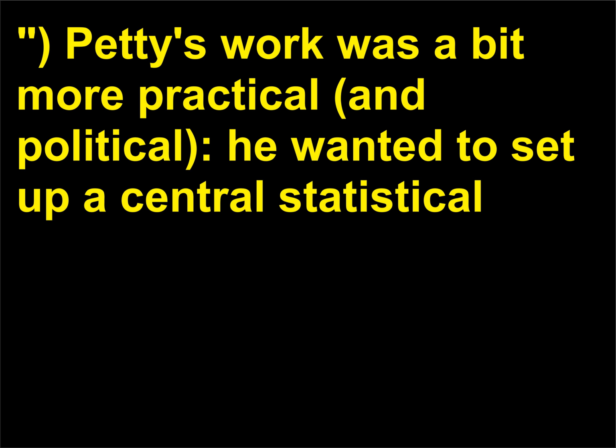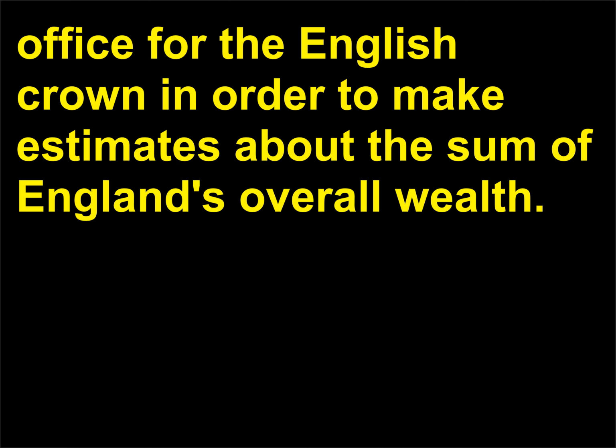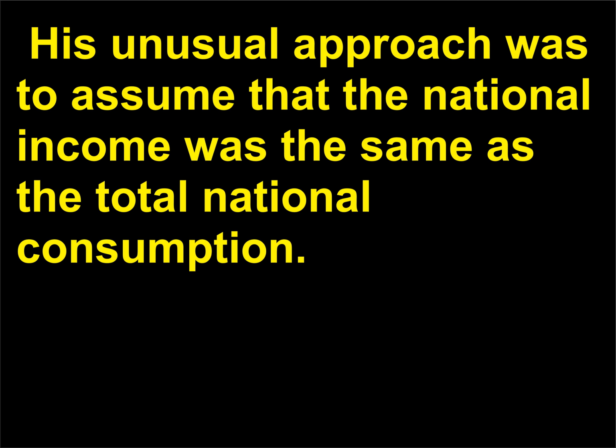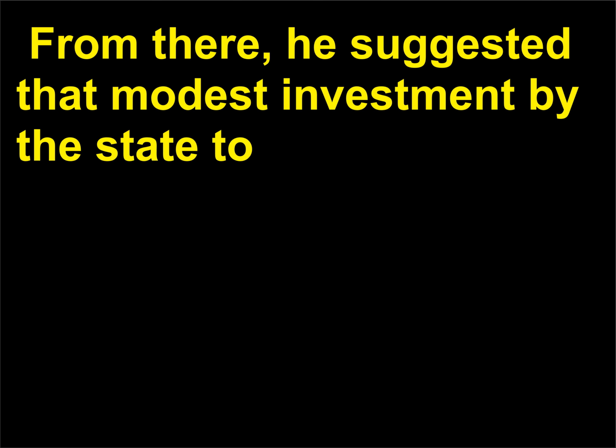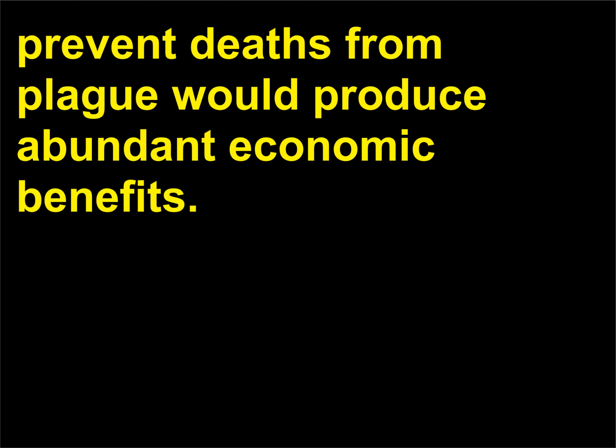He wanted to set up a central statistical office for the English crown in order to make estimates about the sum of England's overall wealth. His unusual approach was to assume that the national income was the same as the total national consumption. He didn't forget about the plague, but added estimates of losses to the national economy due to the plague. From there, he suggested that modest investment by the state to prevent deaths from plague would produce abundant economic benefits.